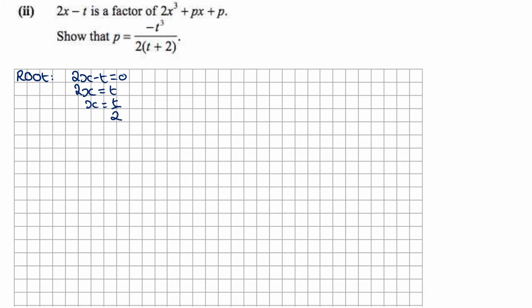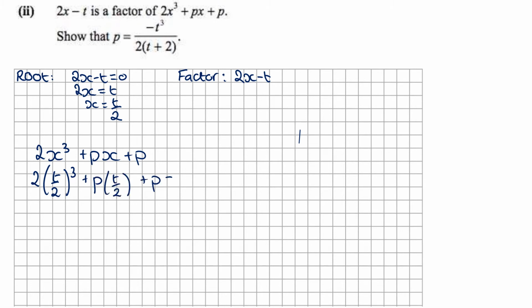That's my root, because our factor was 2x minus t. Now, if you do the long division, that's fine. I'm not going to do it here, but I am going to use the idea of the root. So I have 2x cubed plus px plus p. So when I sub in t over 2, everywhere there's an x, it will equal 0. Now, that is much more straightforward than trying to work with the long division.